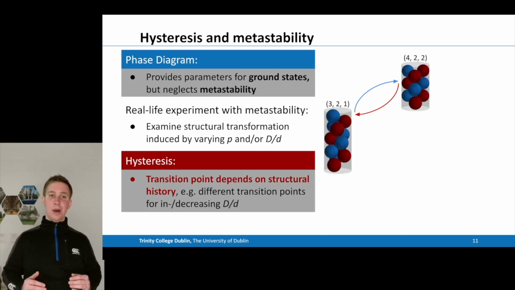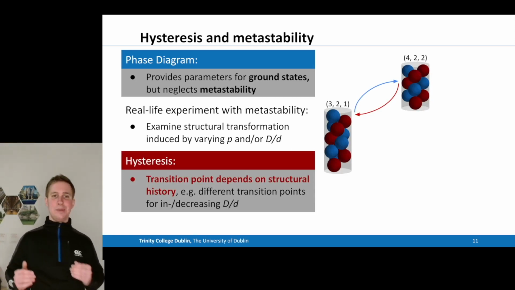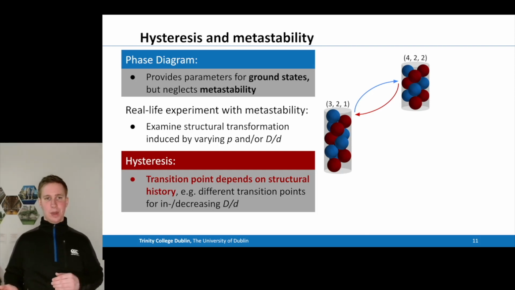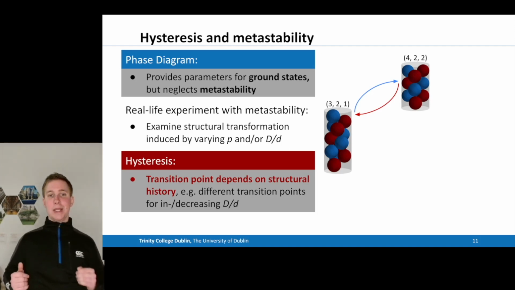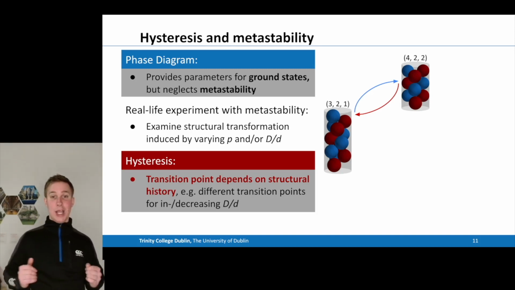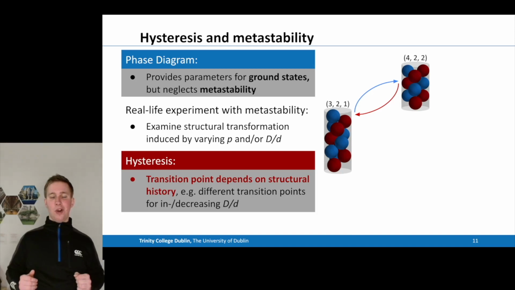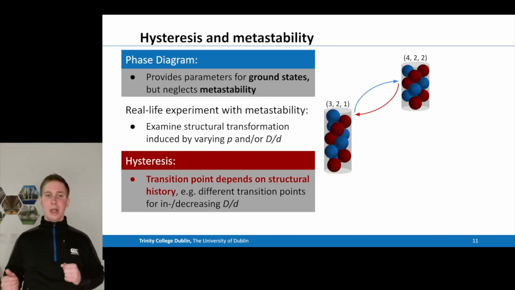If you think about how you'd go about assembling such structures in an experiment, it is very unlikely that you will immediately generate ground state structures. A real-life experiment will look more like this. You'll start in a possibly metastable structure, such as the 3-to-1 that I present here on this slide, and then you vary one of the parameters until a structural change occurs. For instance, when you increase the diameter ratio of the 3-to-1, it will eventually transform into the 4-to-2. Now, decreasing the diameter ratio will get you back into the 3-to-1.